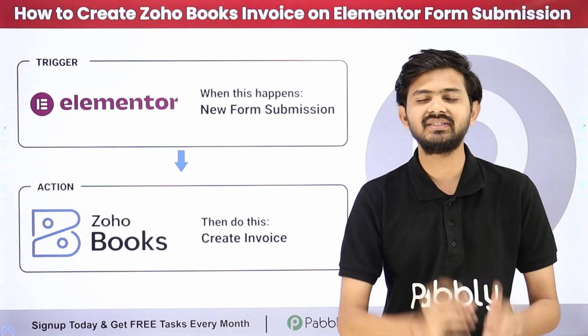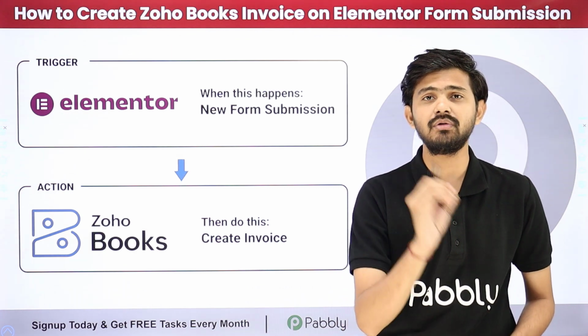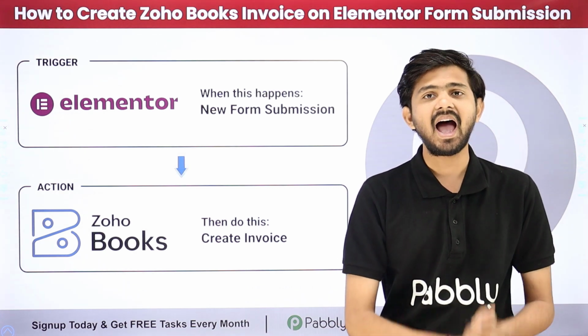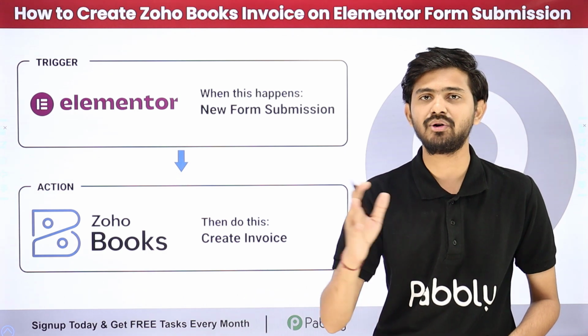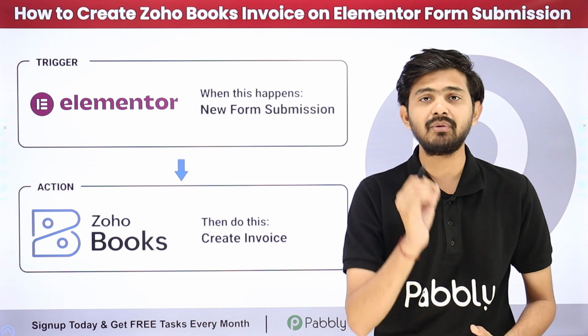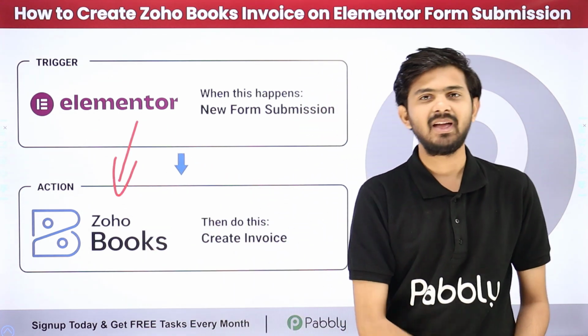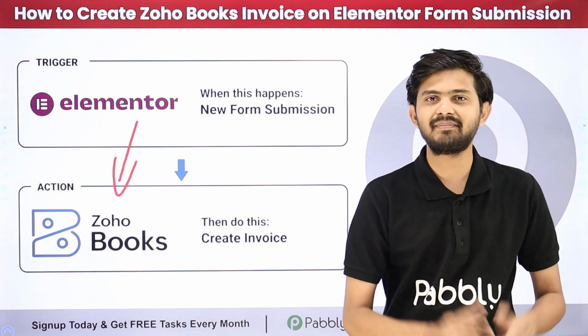Now what I want to do is that whenever I receive a new registration for my course, then automatically, by using all the details of that form submission, I want to create an invoice in my Zoho Books account. So for that, I'm going to build a connection between Elementor and Zoho Books, and for building this connection, I'm going to use Pabbly Connect.